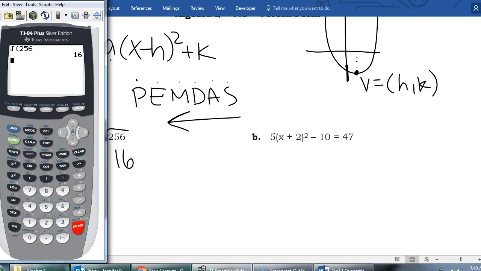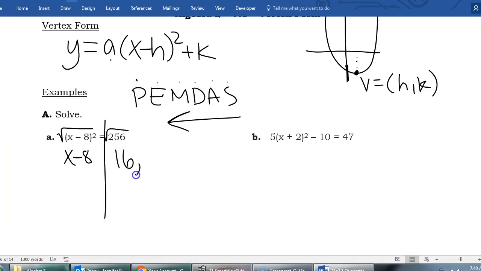My calculator says 16, but 16 times 16 is 256. That's right. But negative 16 times negative 16 is also 256. Your calculator just reports the first answer. It doesn't report both answers. And in this instance, you need both.